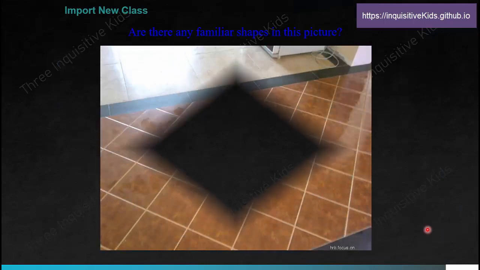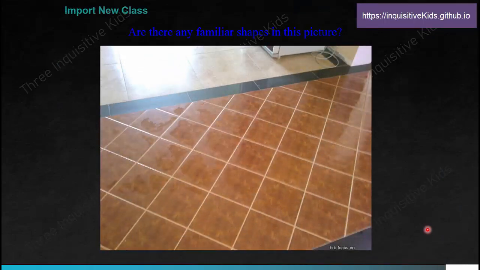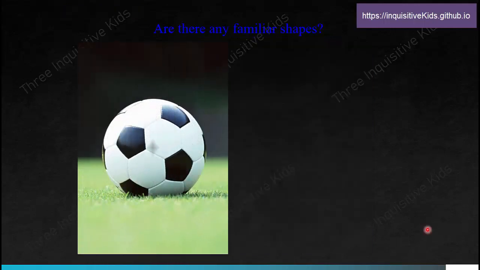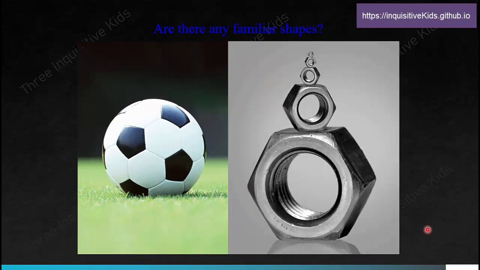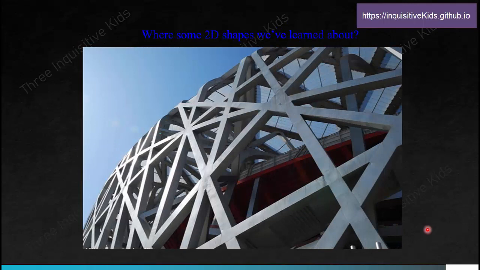Let me start with a question. Are there any familiar shapes in this picture? What about these? What are some 2D shapes we've learned about?